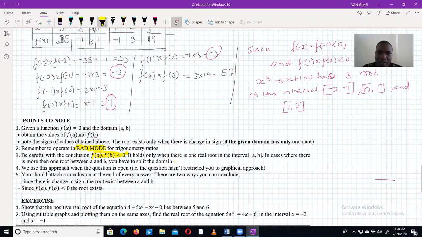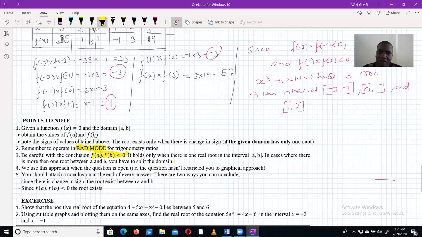Then we use this approach, the sign change approach, when the question is open. That means that the question has not restricted you to a graphical approach. When the question says, show that this function has a real root in this interval, you don't need to waste time going to the graphical approach. Use the sign change approach. But if they say graphical, go to graphical. If they simply say, show that the root exists, it is always a better deal going in for the sign change method than going for the graphical approach.